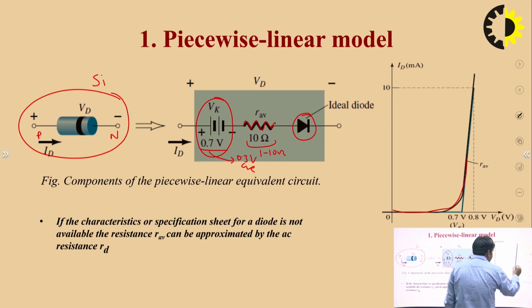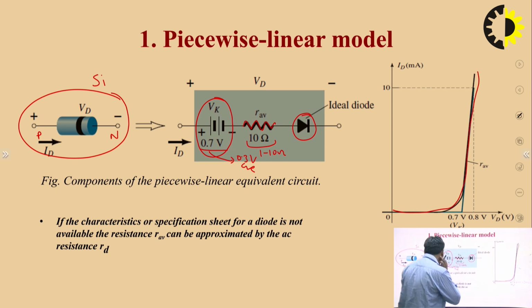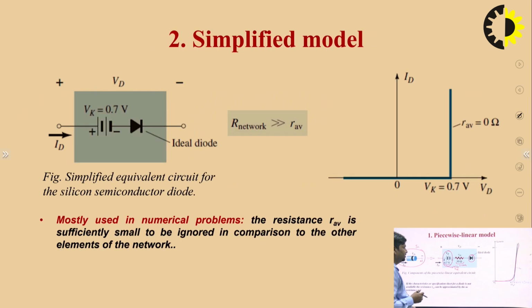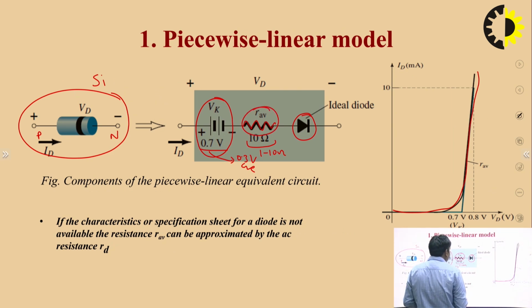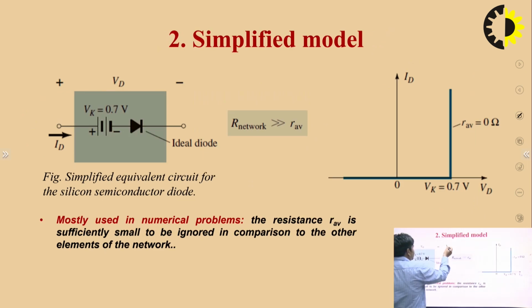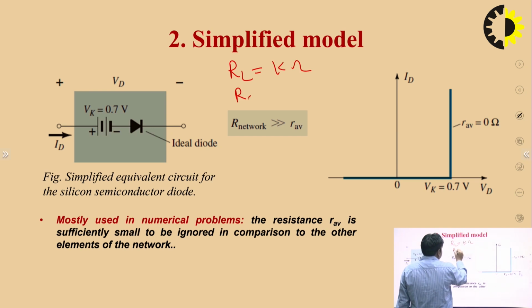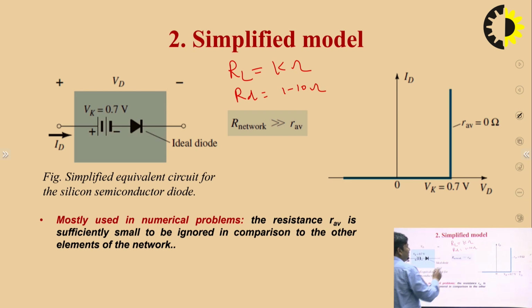So this is the practical characteristics in forward bias condition, and this is the piecewise linear model. In the approximation model, because the diode resistance is very low with respect to the load, ideally we can say the load resistance is in the range of kilo ohms and the diode resistance is in the range of 1 to 10 ohms. So if we compare the load to the diode resistance, we ignore the diode resistance with respect to the load.